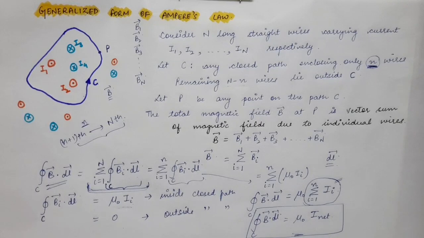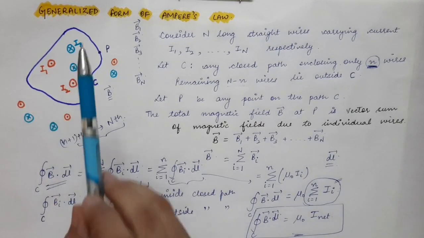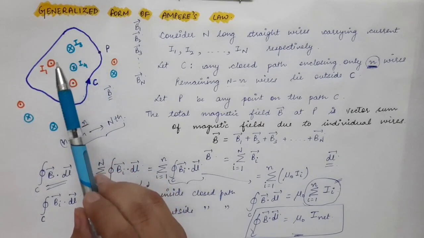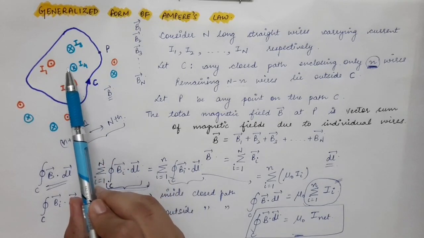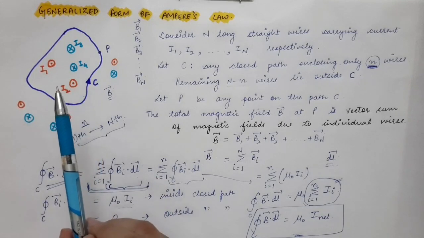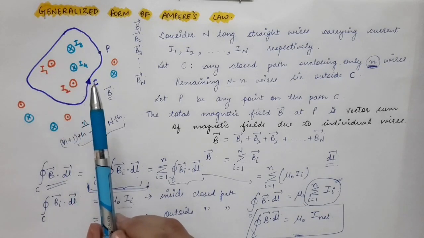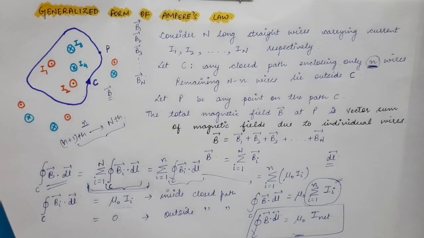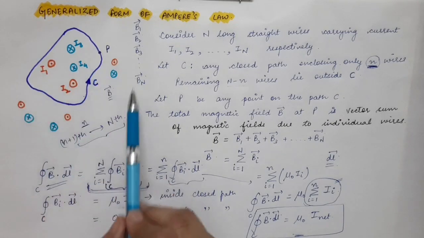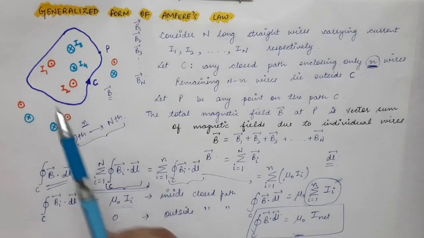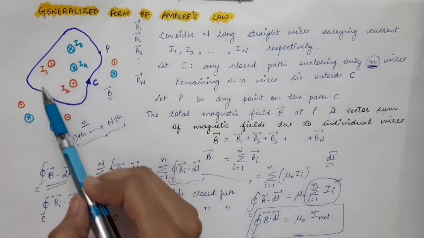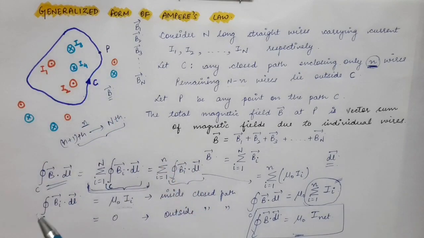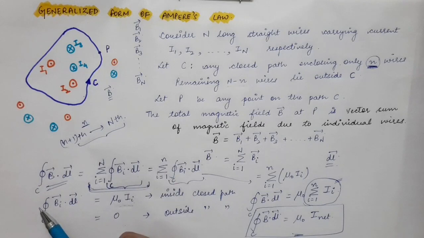In the previous lecture's derivation we just took a single wire and found that the line integral of the magnetic field over a closed path is just equal to mu naught times the current flowing in that single wire. But what if we have a large number of wires? The line integral of the magnetic field over any closed path will be just equal to mu naught times the net current which is enclosed inside this closed path.